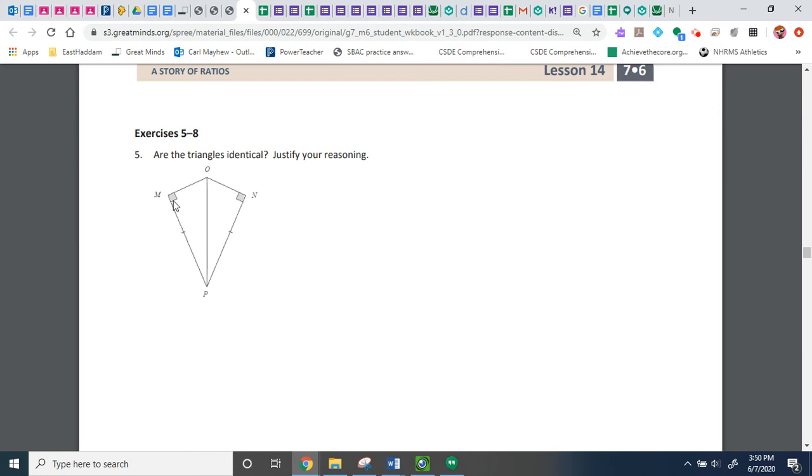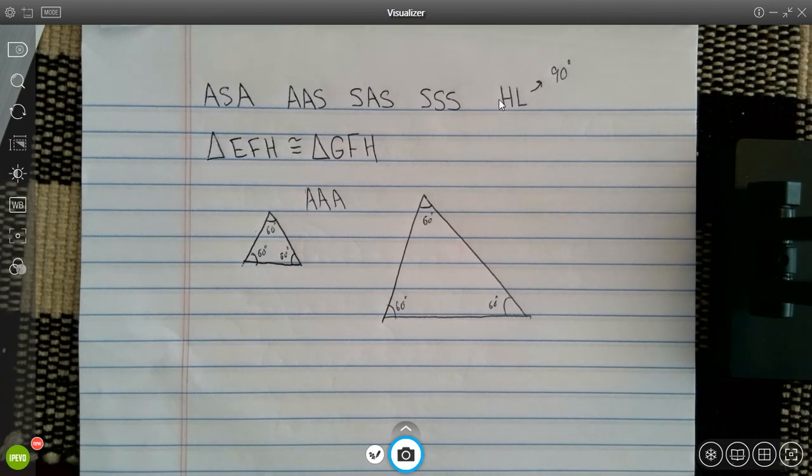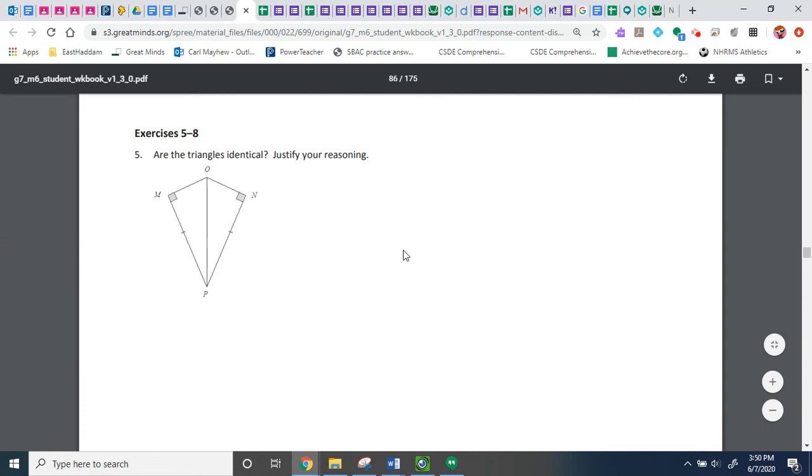But because this is a right angle, it means that this is the hypotenuse of that triangle. The hypotenuse is the longest leg of a triangle, and the reason why we know it's the hypotenuse is because it's opposite the largest angle of the triangle. Now we have the hypotenuse and a leg of the triangle that are the same on both, and if we look back to our rules, hypotenuse leg for a 90-degree triangle is enough information to show that those 2 are congruent. So in this case, those 2 triangles are going to be identical.